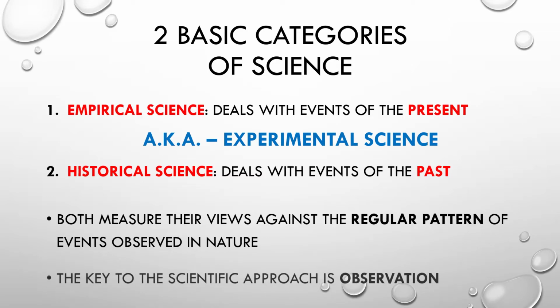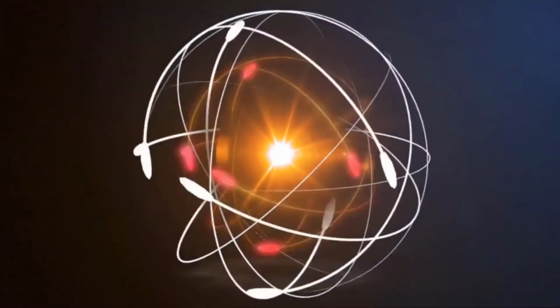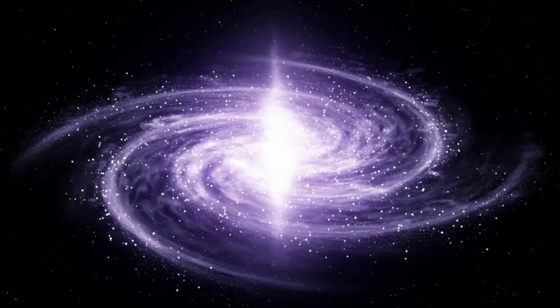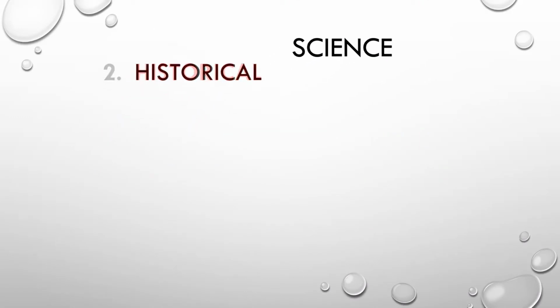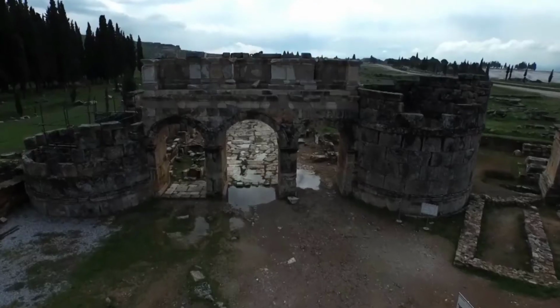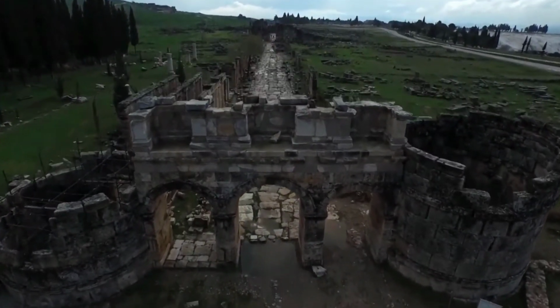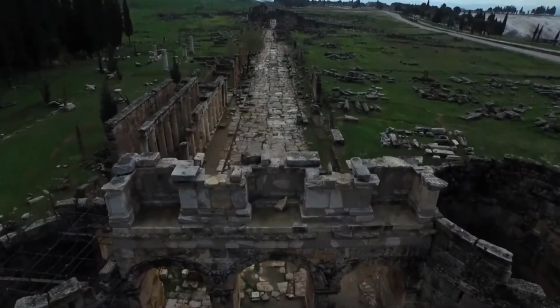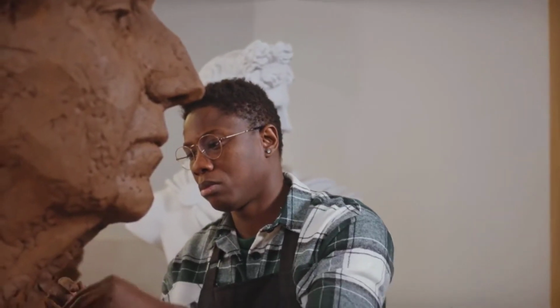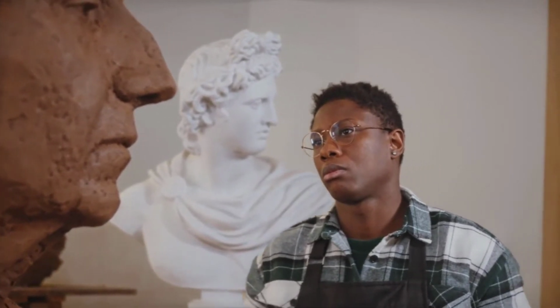So the key to the scientific approach remains observation, even though much of what we deal with in science is itself unobservable, such as subatomic particles, very small things, and very big things. Historical science merely deals with those unobserved events of the past. Now, because of this, you would assume experimentation could never play a part in historical science, but that isn't actually true. Experimentation here and now in the present can be very useful for those working to reconstruct past events.